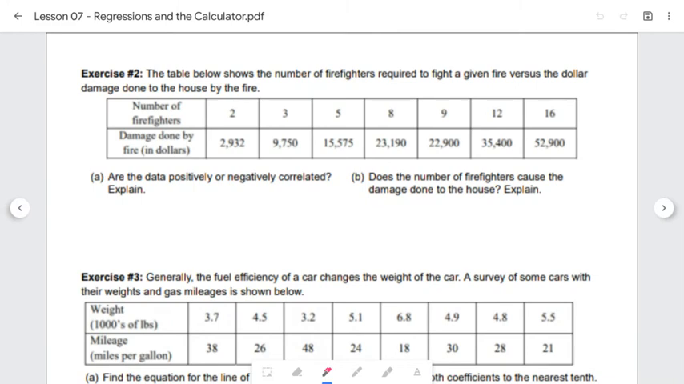Okay, I want you to pause the video here and attempt this one. So in this case, you don't actually have to plug any data in. So just take a moment and think about the two things that are here in this question. I want you to think about it logically for a second. So go ahead and pause.